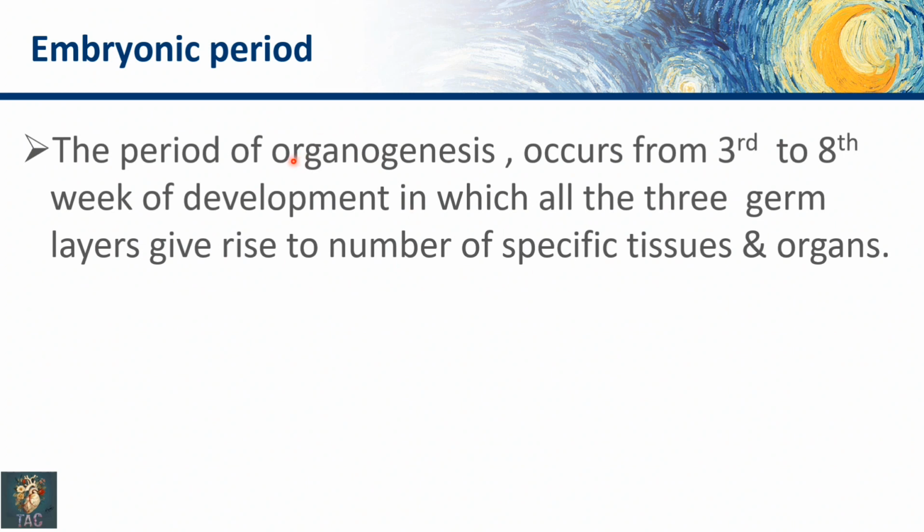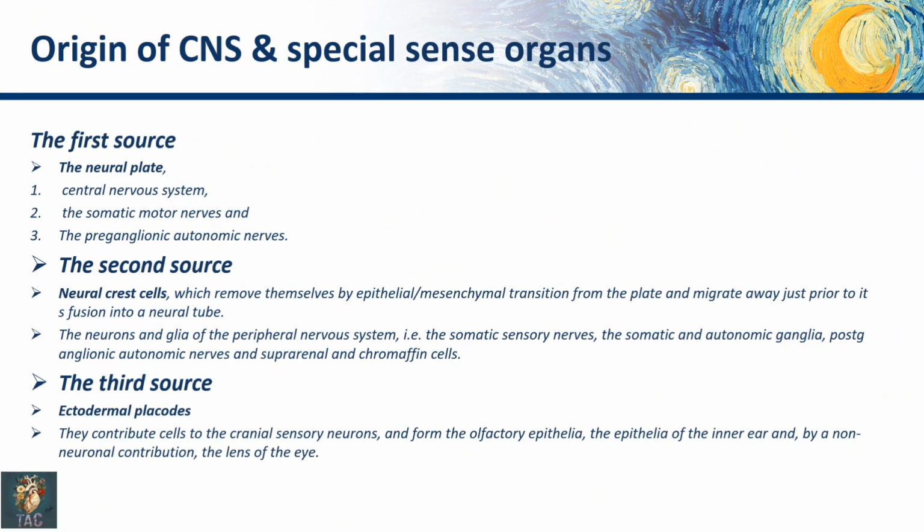So the embryonic period is the period of organogenesis that occurs from the 3rd to 8th week of development, in which all three germ layers give rise to a number of specific tissues and organs. And this is again another MCQ for your exam, that the period of embryogenesis or organogenesis is from the 3rd to 8th week of development. So now move on to development of the central nervous system and special sense organs.